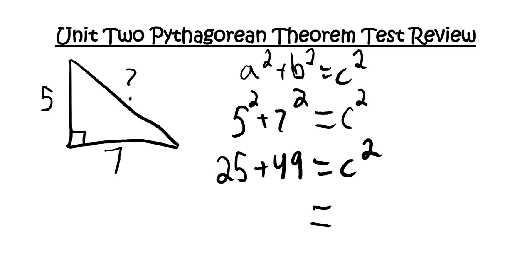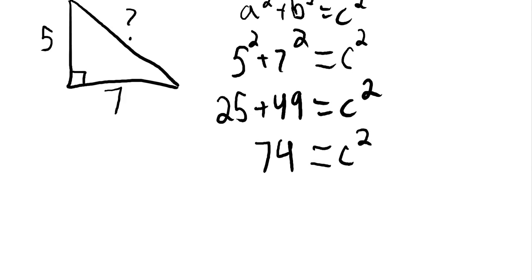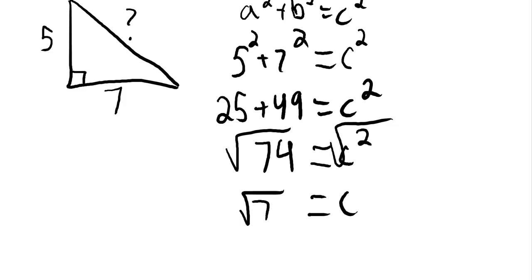So now we're going to add these two numbers together. I believe this is going to be 74 is equal to c squared. And to get that c by itself, we've got to do the inverse operation, or the opposite of squaring something. We're going to take the square root of c squared, and we're going to be left with c by itself. And if we take the square root of the right, we have to take the square root of the left. So c is equal to the square root of 74.